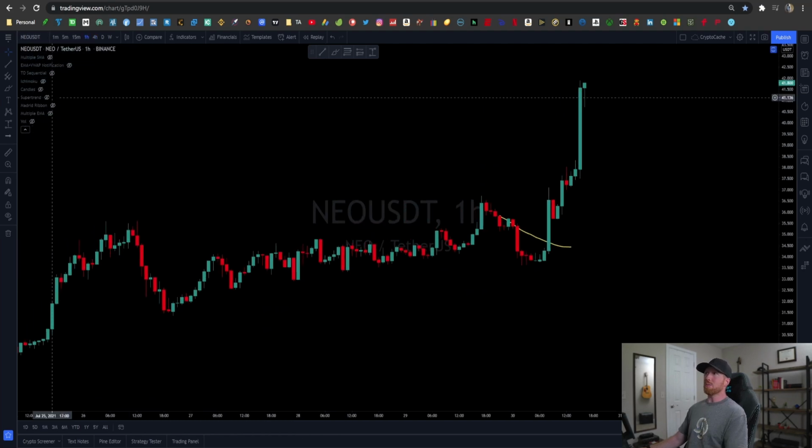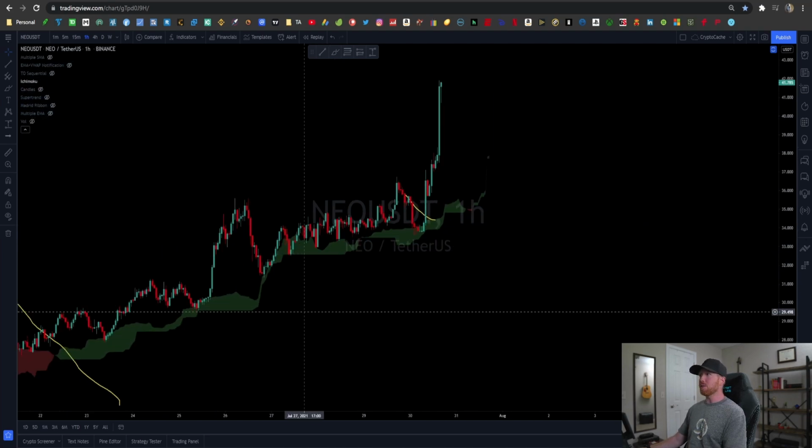And if you're new to the channel, the Ichimoku Cloud is essentially just an indication, basically just telling us good buy signals or sell signals.